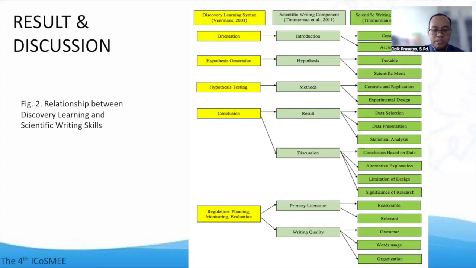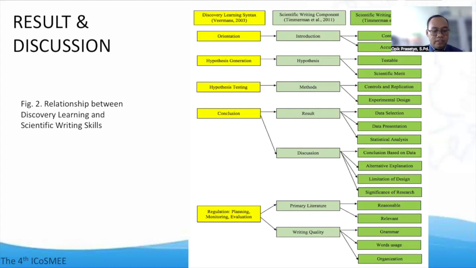The fourth is the conclusion step. The learning activity carried out by the student in this step is to review the hypothesis based on the evidence or data from the experimental process. This learning activity can help the student in writing the result and discussion in the experimental report. The criteria for writing a good result include data selection, data presentation, and statistical analysis. And then, the criteria for writing a good discussion in the experimental report are that the conclusion must be based on data, there must be alternative explanation, there must be limitation of the data and the design, and the significance of the research.